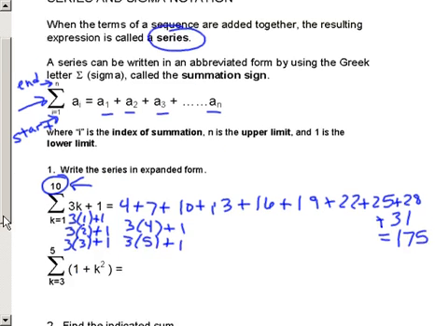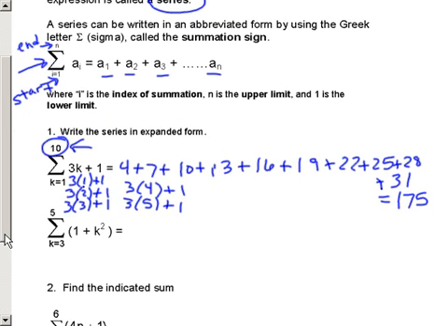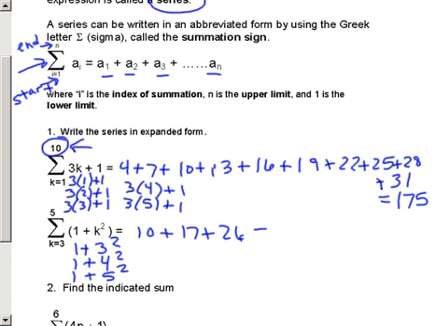All right, then you do the next one, and we're going to start at what number are we going to plug in first? And then when do we stop? So we're just going to plug in 3, we're going to plug in 4, and we're going to plug in 5. So you get 10 plus 17 plus 26. 3, 4, 5. You start at 3, and you end at 5.